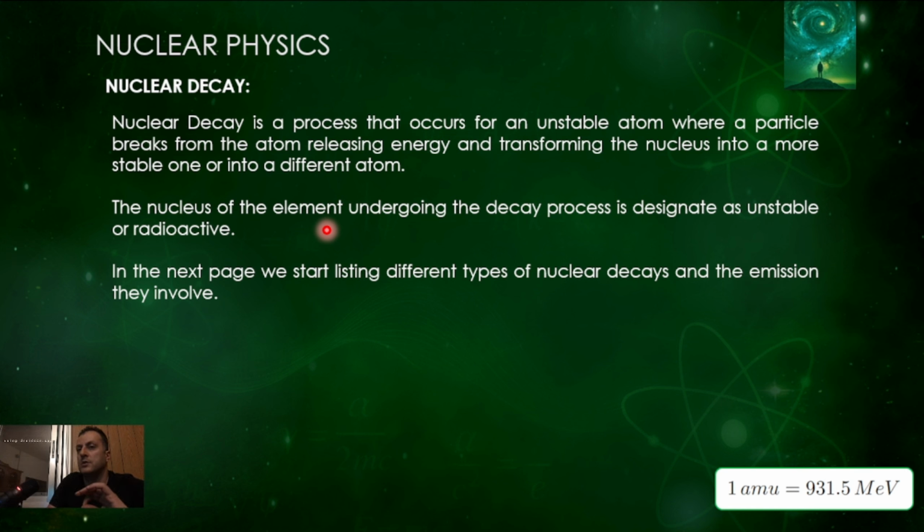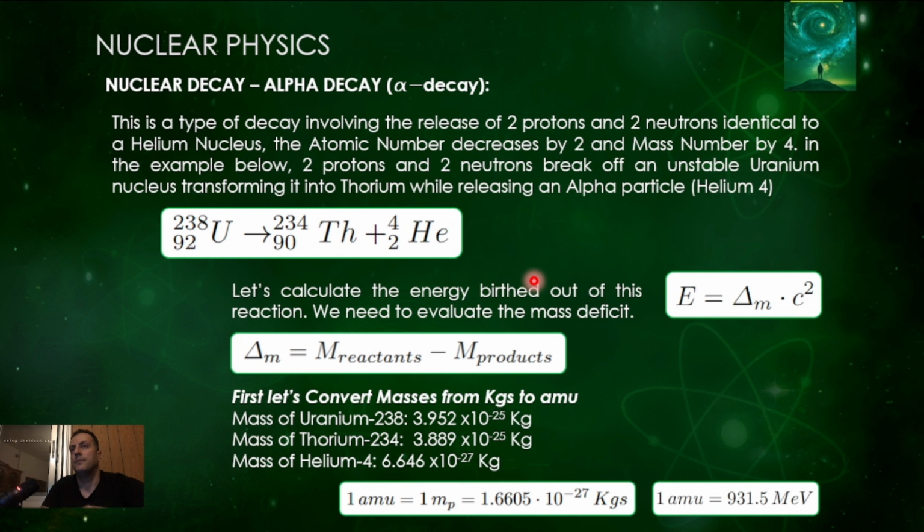In the next page, we start listing different types of nuclear decays and the emissions they involve, based on the number of particles being released and the main particles in play. Starting with alpha decay. Alpha particle is actually the release of 2 protons and 2 neutrons.